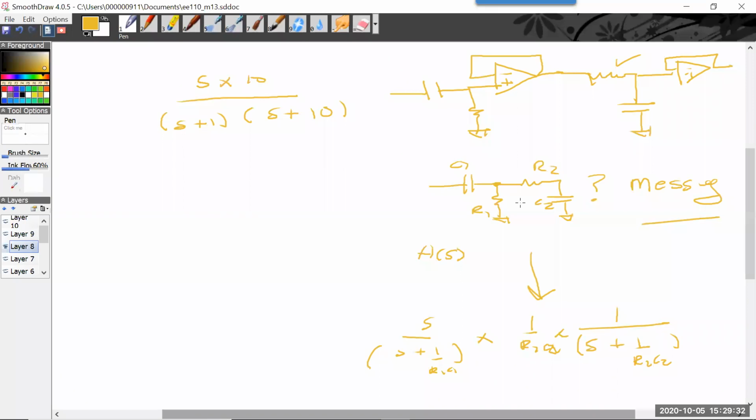Emmanuel, I'm not quite sure if I understand your question. Yep, we're assuming they're ideal. But even if there's a finite gain or gain bandwidth, it makes them more linear?